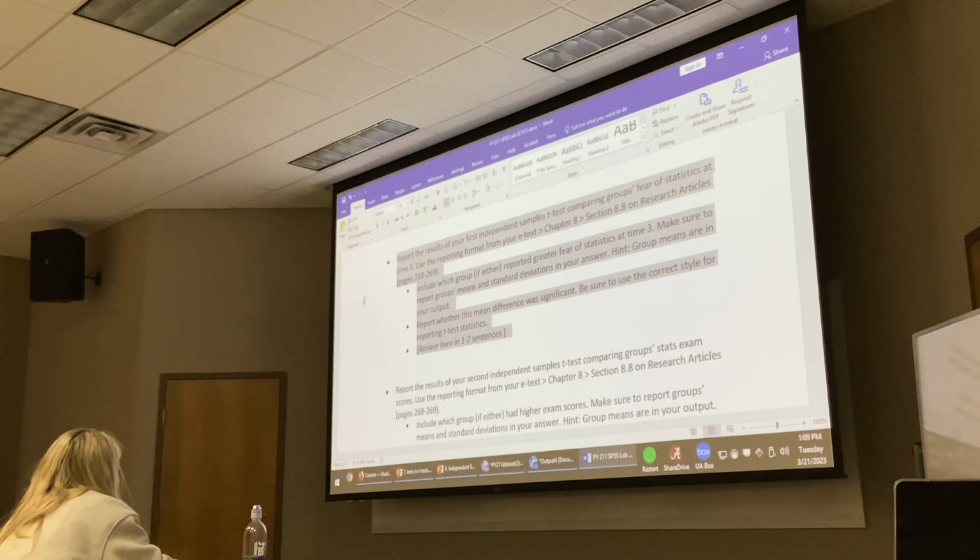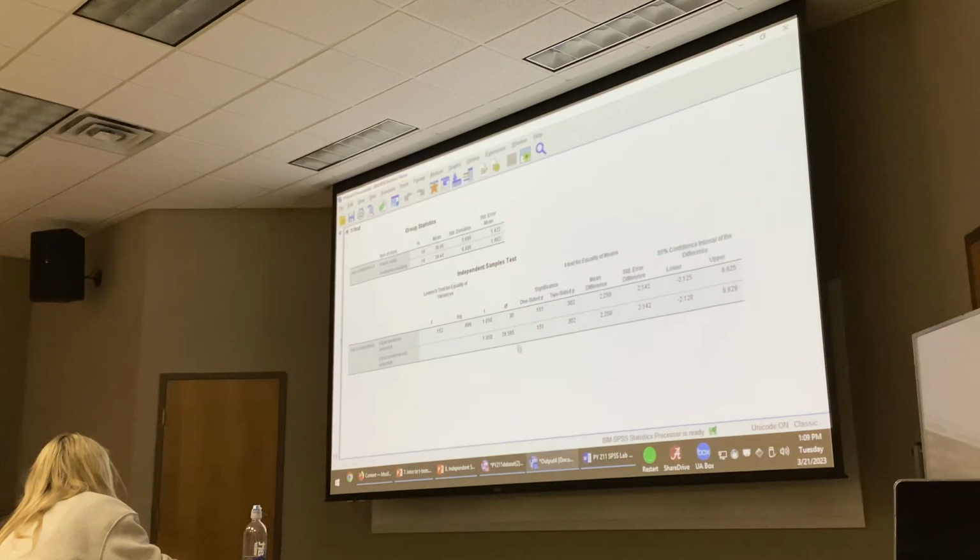You could answer with something to the effect of: the math skills class (report M and SD in parentheses) and the confidence building class (report M and SD in parentheses) reported similar fear of statistics at time 3, comma, then report your t-test statistics. So lowercase italicized t, degrees of freedom. In an independent samples t-test, it is now degrees of freedom total. That's why that's 30. So it's 16 minus 1 plus 16 minus 1. Degrees of freedom total is the value that goes in parentheses.